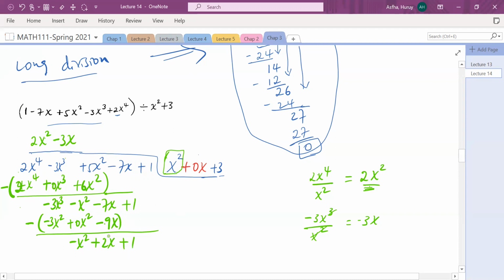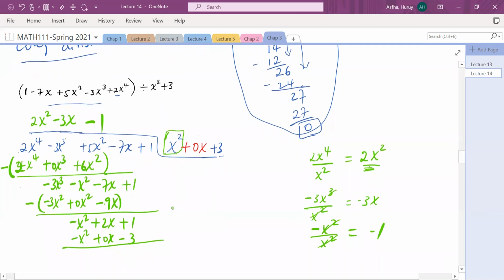And again, the first term divided by this one. Negative x squared divided by x squared is just negative 1. So I have negative 1 here. Negative 1 times this is negative x squared. Negative 1 times this is 0x. And negative 1 times 3 is negative 3. Therefore, if we subtract again, this is 0, this is 2x, and 1 minus 3 is plus 4. Okay.